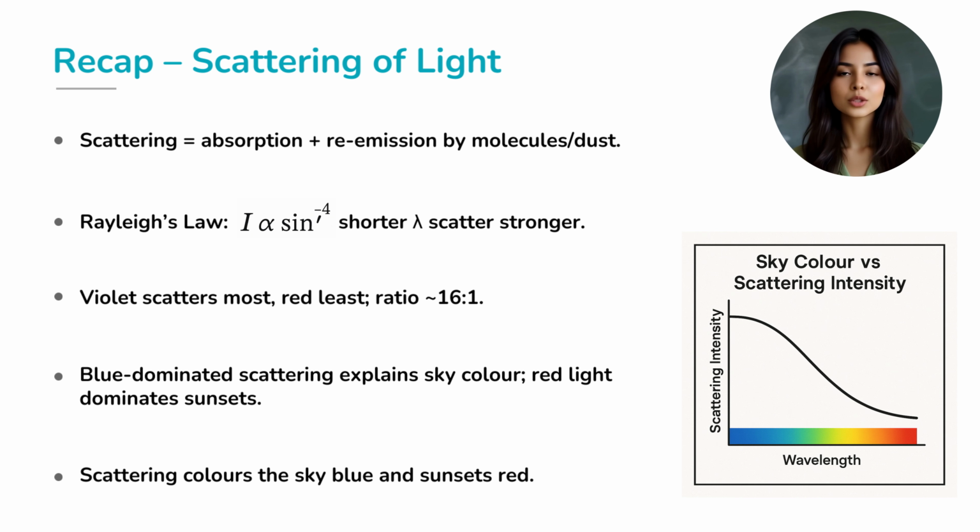So let's wrap it all up. Scattering is the absorption and re-emission of light by molecules and dust. Rayleigh's law tells us that intensity varies as 1 by wavelength to the power 4. This means shorter wavelengths scatter more, violet the most, red the least. That's why the daytime sky is blue, while sunsets and sunrises glow in shades of orange and red. Next time you enjoy a sunset, remember, it's pure physics painting the sky for you.